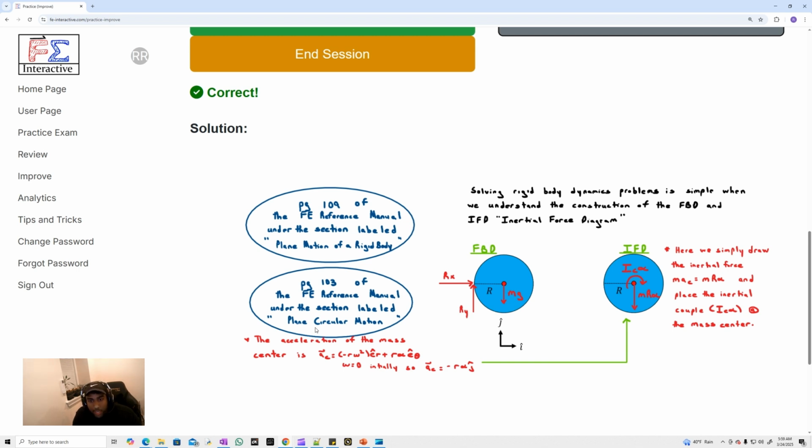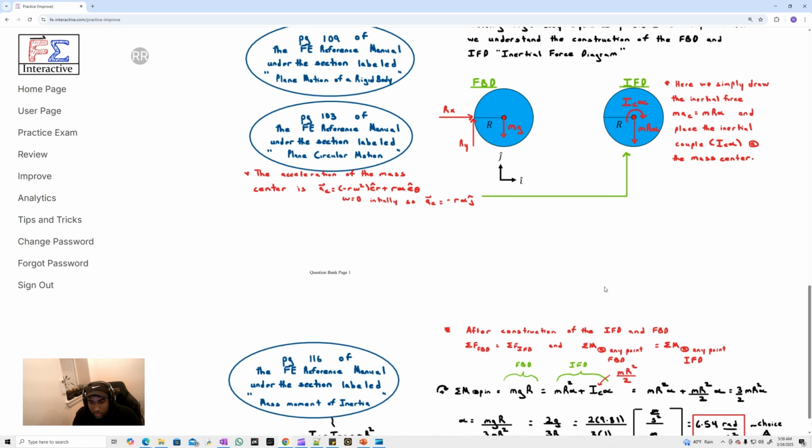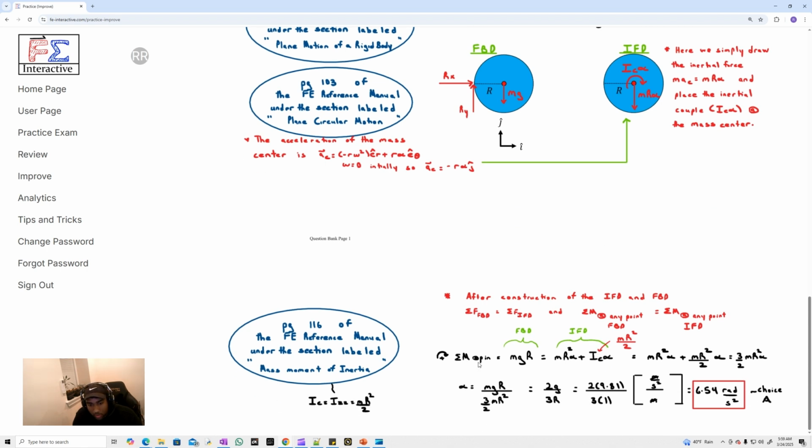We have a rigid body dynamics problem here. We had 2 pin supports, one of them failed. We were easily able to construct that free body diagram on the left-hand side. And thinking about that double diagram approach, we constructed the inertial force diagram on the right-hand side. And now the problem is super simple. All we need to do is pick a moment point on the free body diagram, take that corresponding moment on the inertial force diagram, where we end up with this moment equation right here. We can easily solve for alpha, and we get 6.54 radians per second squared.